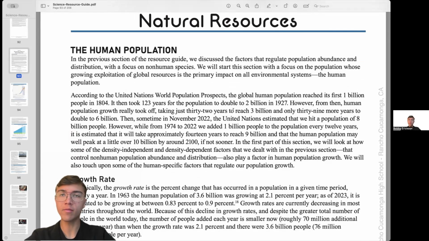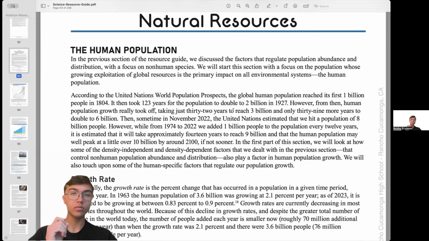So let's get started with the ideas of the human population. We started with factors that regulate population abundance and distribution, so biodiversity and how different populations of organisms are grouped together and how they also work in environments. We most specifically looked at non-human species, but now we want to look at human species and how we have impacted the environment around us or how we have used the resources of the environment.